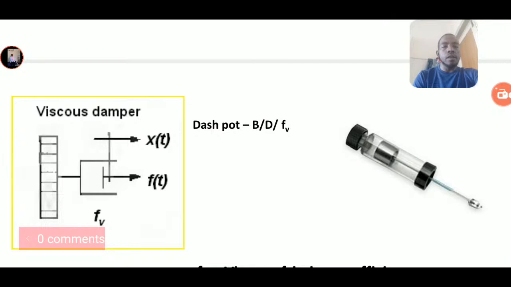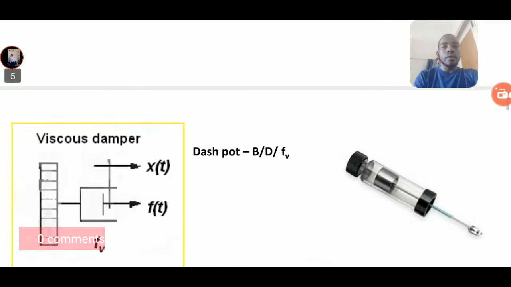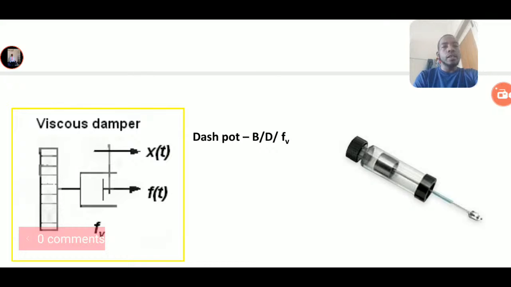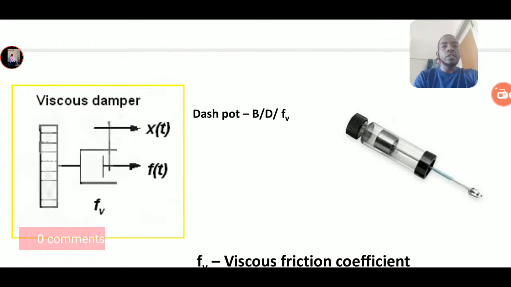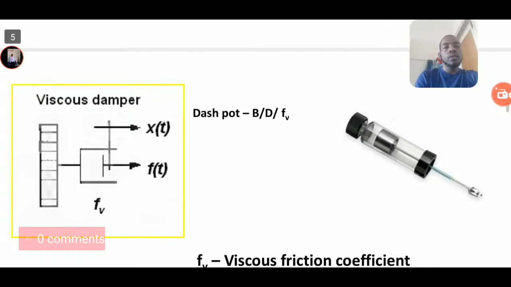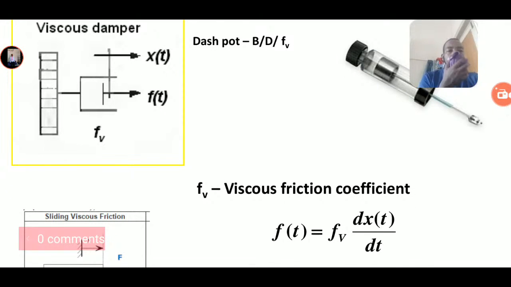In the viscous damper equation, the first one is based on the function of mass, but here we are doing it based on the viscous damper. So this is nothing but the viscous damper. This is the displacement and this is the applied force. We can say the viscous damper is a dashpot, and we can represent it as B, D, or fv. They are all the same: a dashpot. So fv is viscous friction.